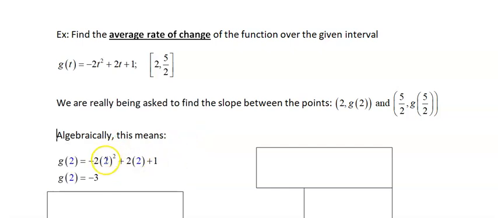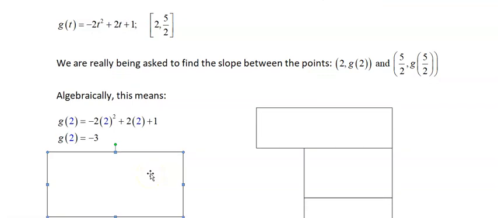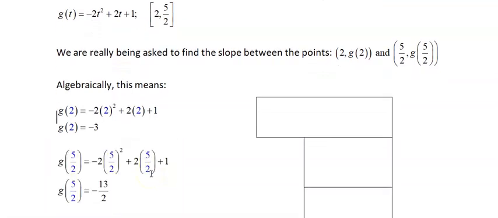When I plug in 2 here and here, I get a value of -3. That's the y value when x is 2. Or if I'm using the right letters, the g value when t is 2. And I'm going to do the same thing for 5 over 2. If you want to pause and try it, go for it. Here, that works out to be a value of -13 over 2.